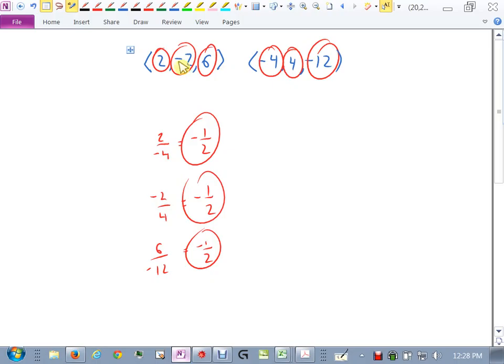Now you can tell by this what it is. If I multiply this by negative 2, negative 2 turns into this, negative 2, that, negative 2, that. But if it's not so easy to see, you can do this.